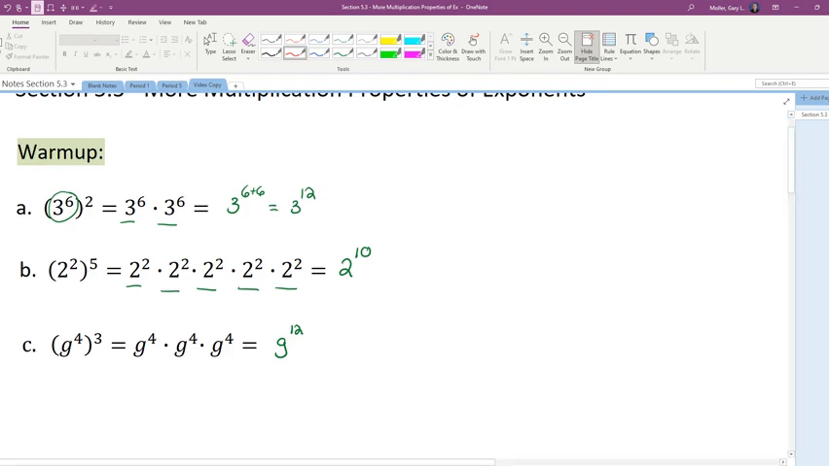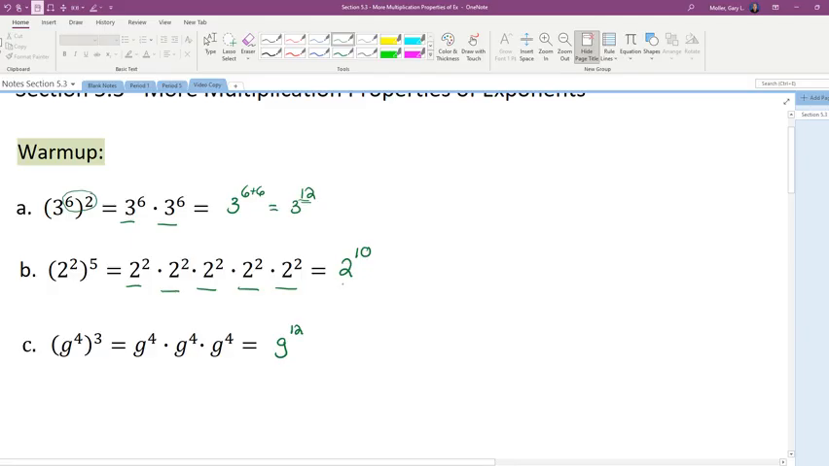We had 3 to the 6th, and we had that 2 times. So we had 2 groups of 6, which is why 6 plus 6 is 12. But another way of doing 2 groups of 6 is simply multiplying 2 times 6. So what I want you to notice is this problem simply says you have a power raised to another power. So 3 to the 6th raised to the power of 2. And the result was just the same as doing 2 times 6, 12.